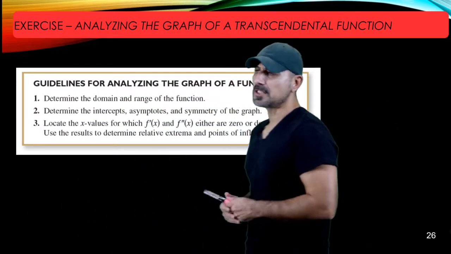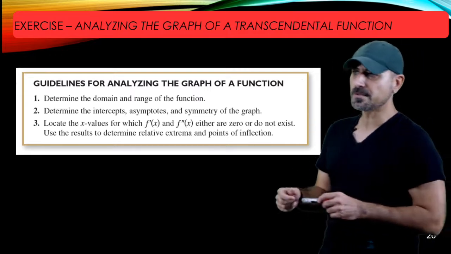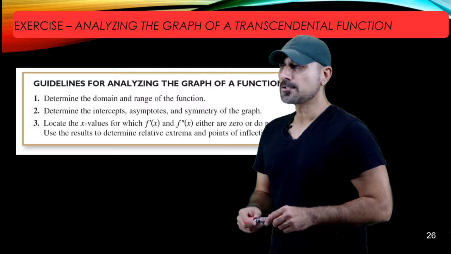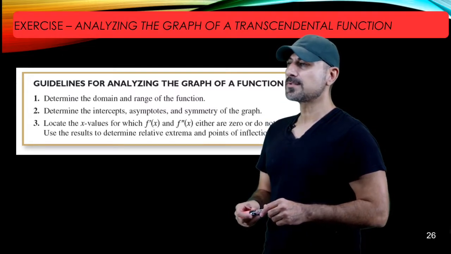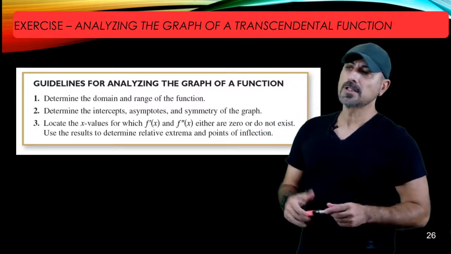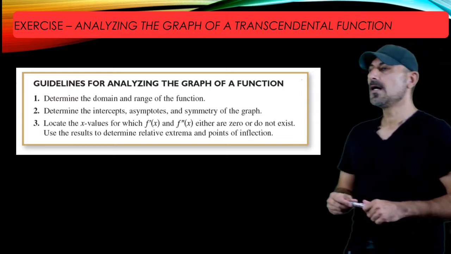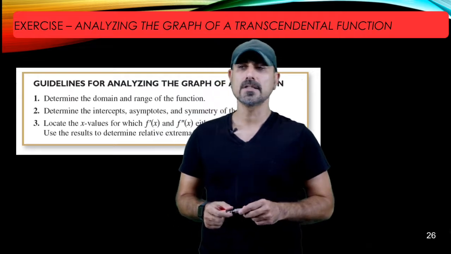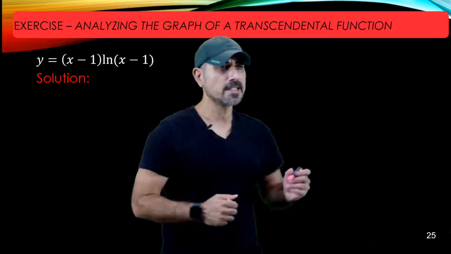We have good guidelines for analyzing the graph of a function. First, we find the domain and range of the function. Next, we determine the intercepts, asymptotes, and symmetry of the graph. Finally, we check f prime and f double prime to get the relative extrema and the inflection points. The first thing is the domain.